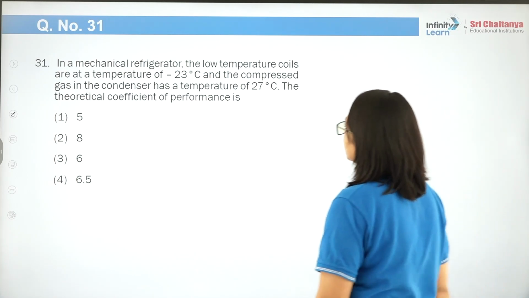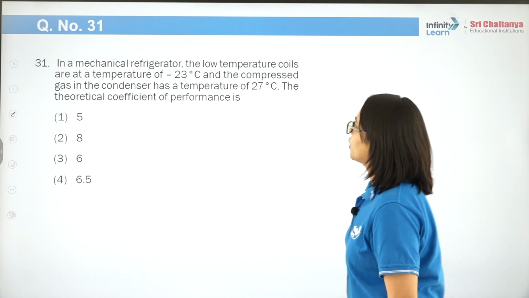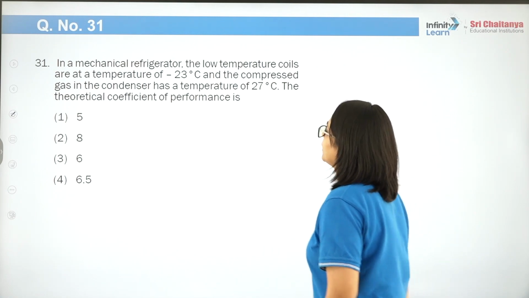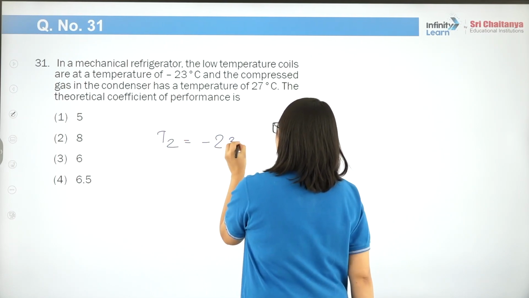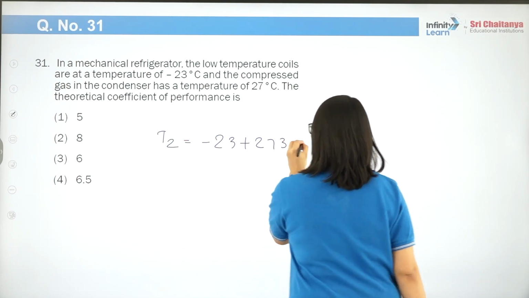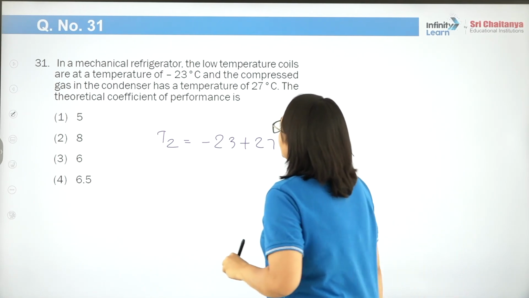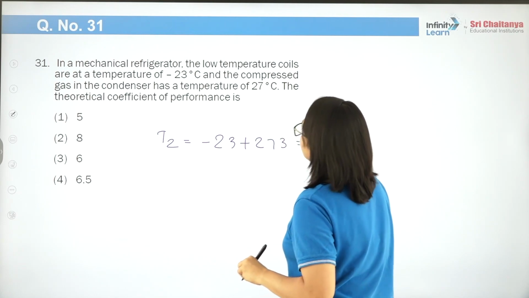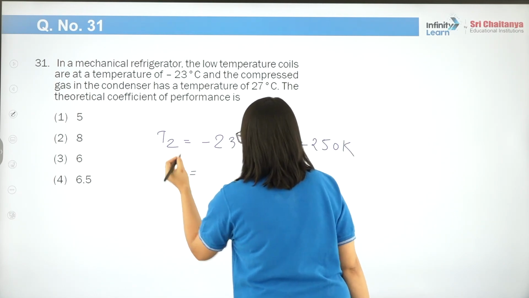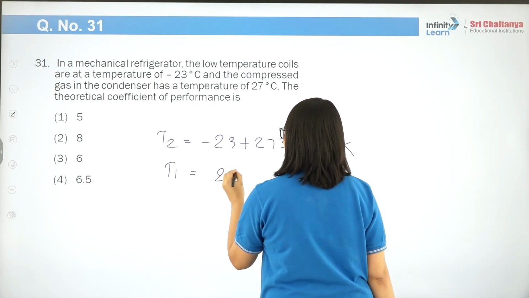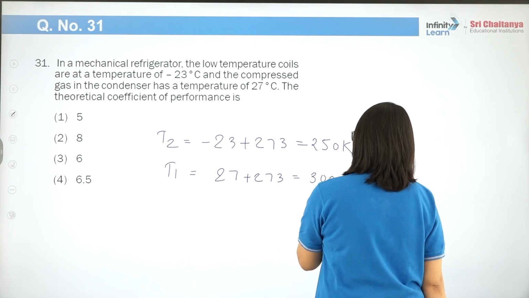Next is question number 31. We have a mechanical refrigerator. The low temperature coils are at a temperature of minus 23 degrees Celsius. So, T2 is minus 23 plus 273 Kelvin, which equals 250 Kelvin. And the condenser has a temperature of 27 degrees Celsius. So, T1 is 27 plus 273, that is 300 Kelvin.